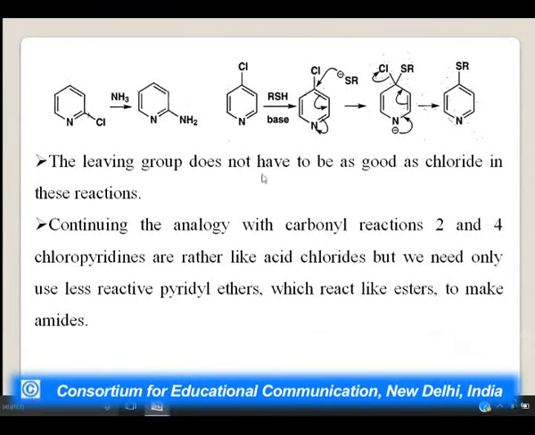The leaving group does not have to be very good in these reactions. Continuing the analogy with carbonyl reactions, 2- and 4-chloropyridines are rather like acid chlorides, but we need only use less reactive pyridyl ethers, which react like esters to make amides.